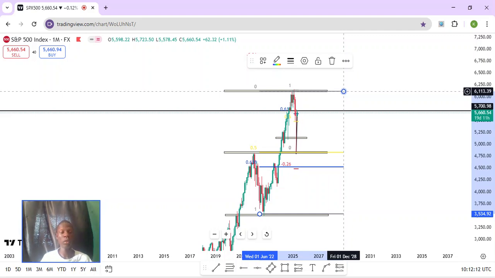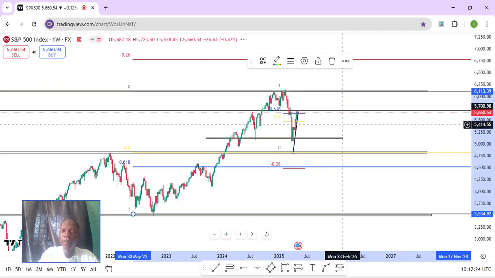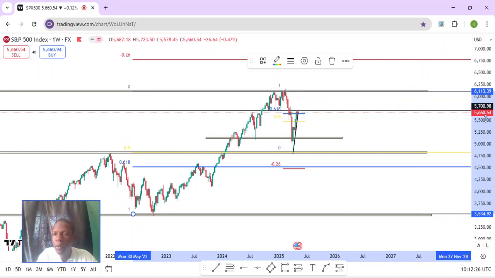You guys know we are on the monthly time frame and we can't get off the monthly time frame. So we have to go over to the preceding time frames. So I'm going to go all over to the weekly time frame. So on the weekly time frame, what can we see?